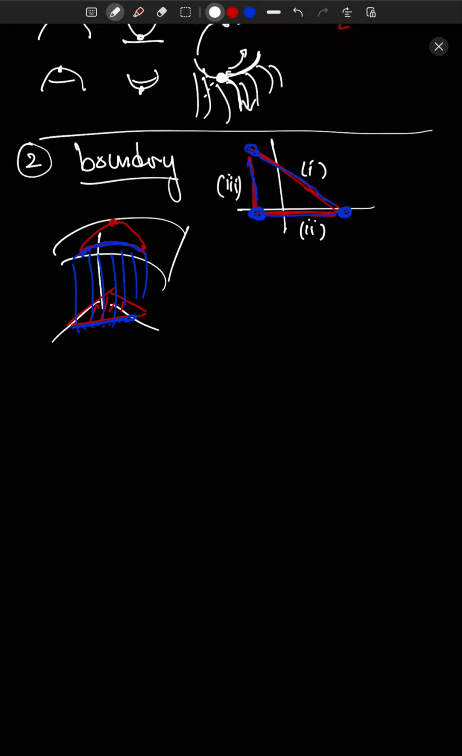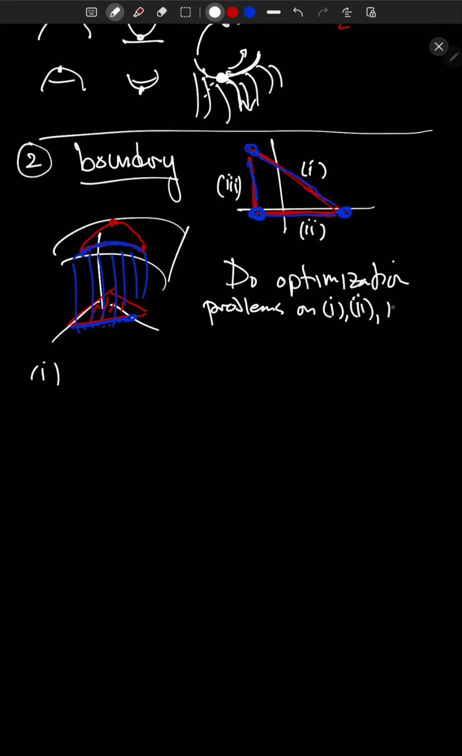So how do we do this? Well, we parameterize the curve. So let's do number 1. So do optimization problems. Why optimization? Well, ultimately we're looking for the biggest and smallest values of our function. So where can that happen if it's on the boundary? It's got to be where the function is biggest or smallest at each of the boundary segments. Those are going to be the candidates. So do optimization problems on 1, 2, and 3.